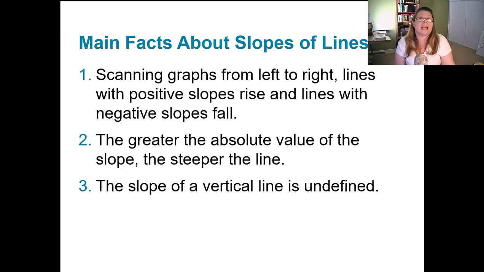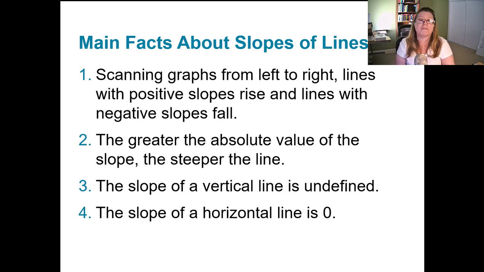The slope of a vertical line is undefined. We've already explained that. It's because your denominator becomes 0 and therefore it's undefined. The slope of a horizontal line is 0.